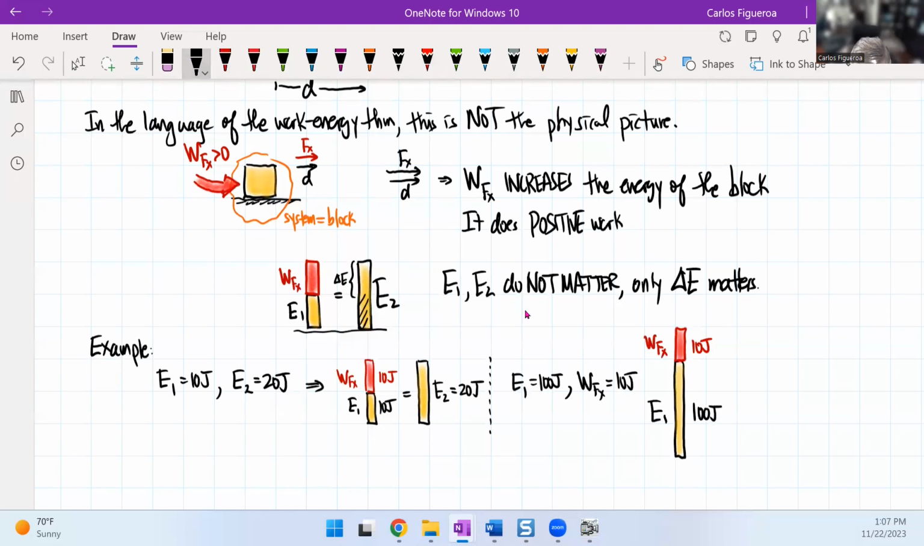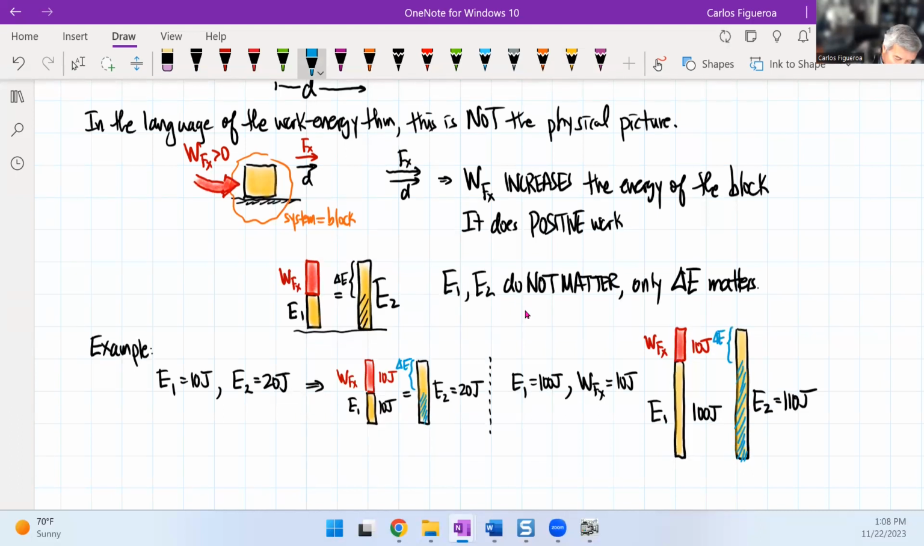So when I look at this overall system, you can see that E2 in this case is going to be 100 plus 10, so it's 110 joules. So when you're looking at energy, E2 and E1 do not matter. Because in each of these situations, this is E1. Over here, this is E1. So the only relevant piece is this one right there, because that's the only piece that's meaningful.